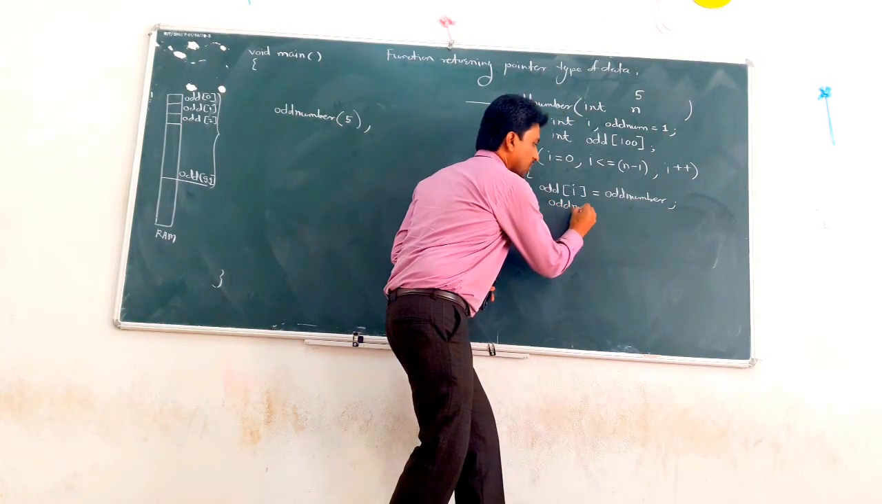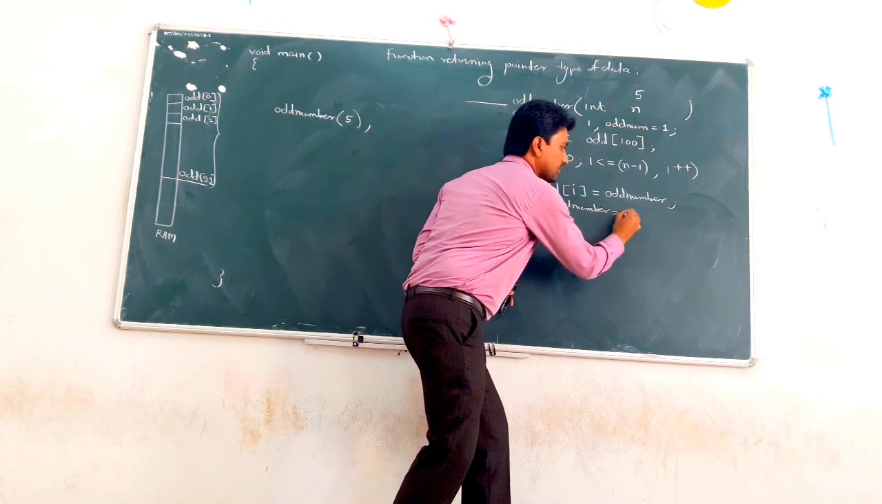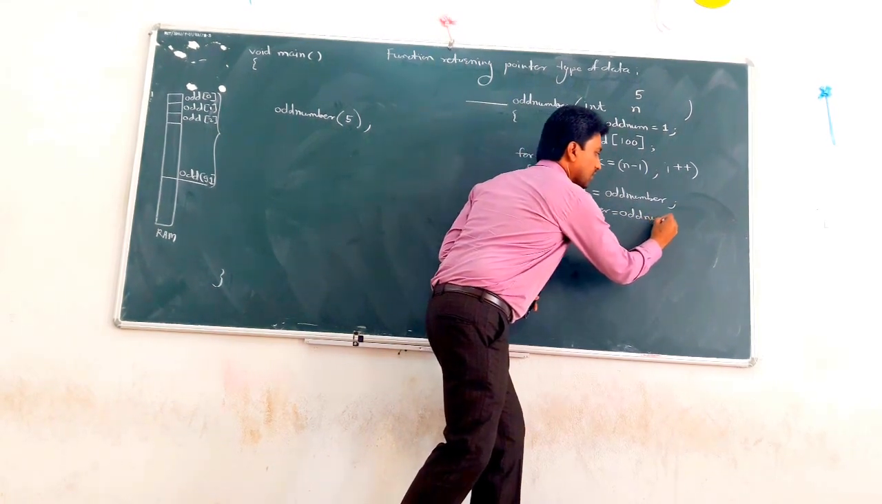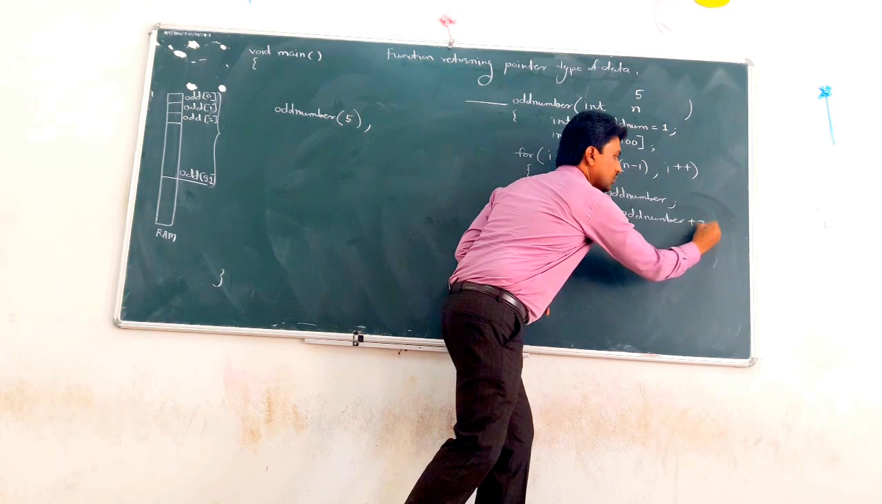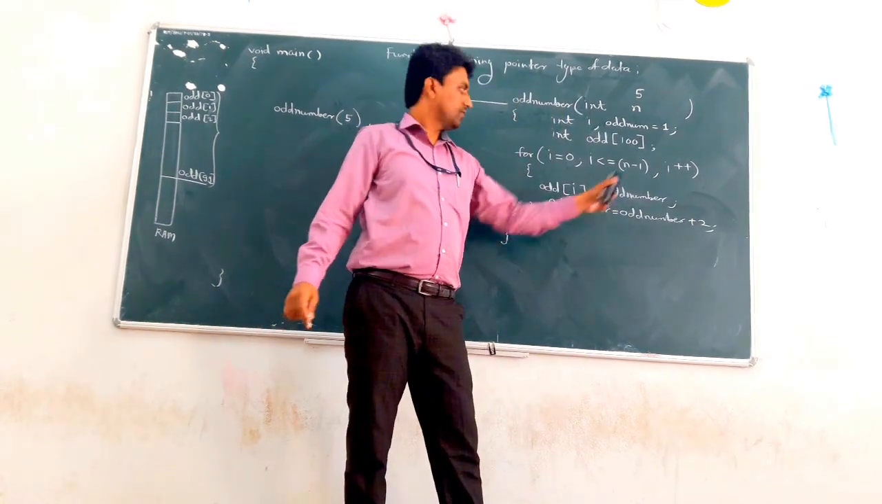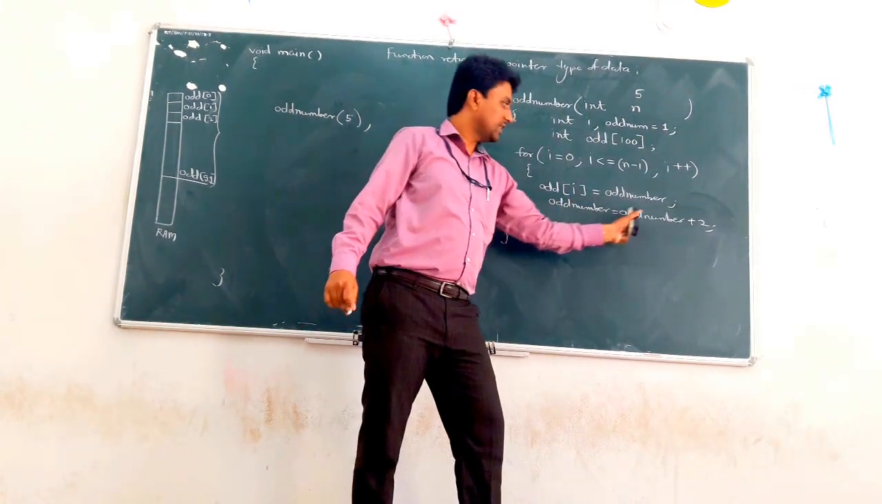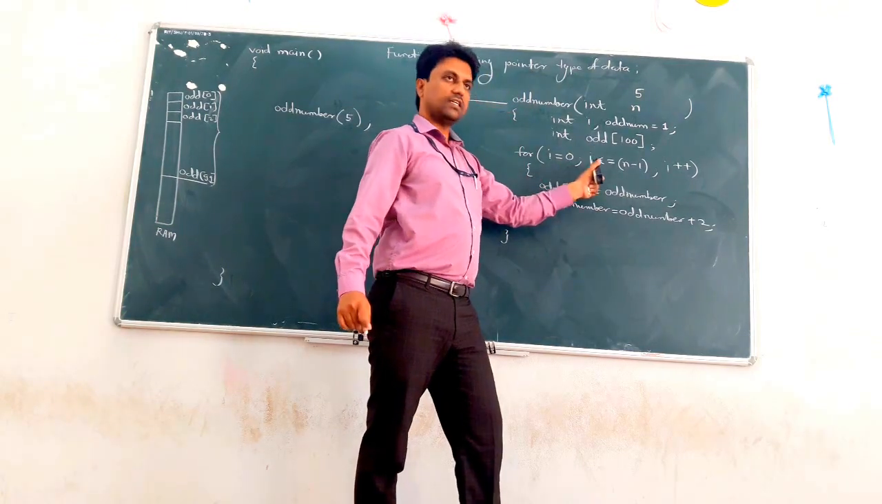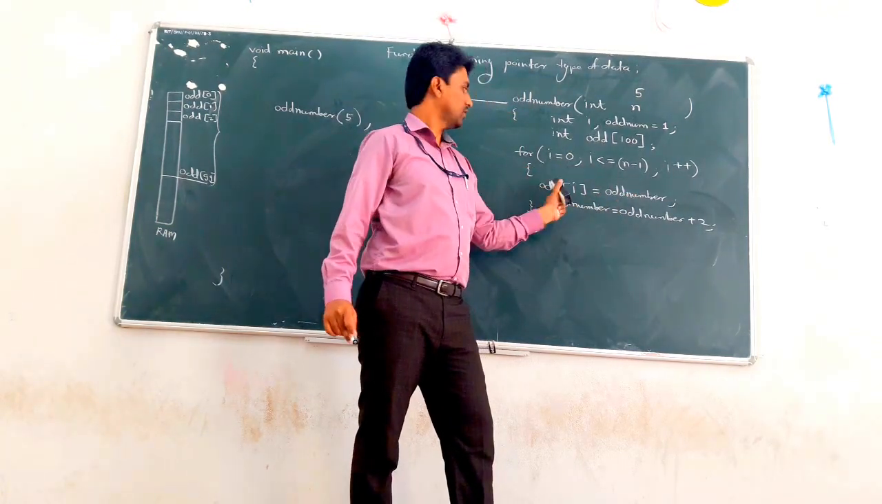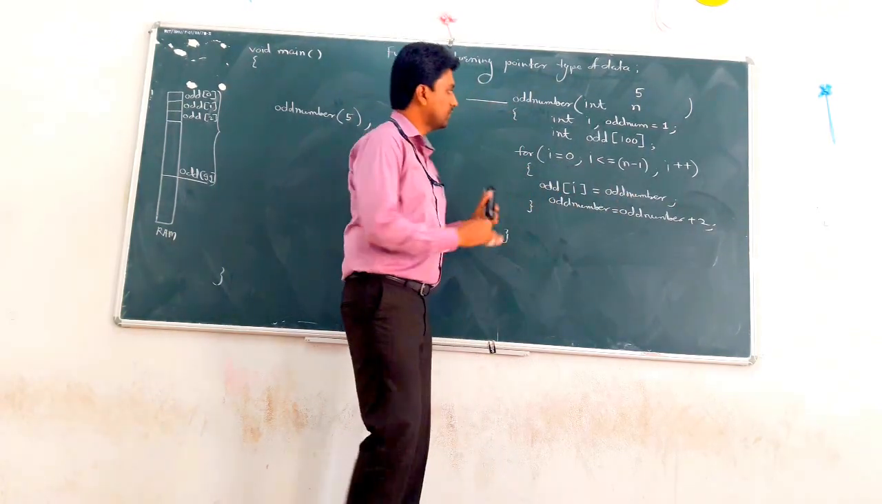Next line, odd number is equal to odd number plus 2. Clear? First time it is 1, assigned to 1. Next it becomes 3. Next iteration which is assigned to odd of 1. So how it works now?